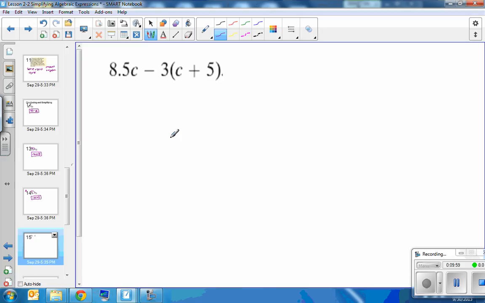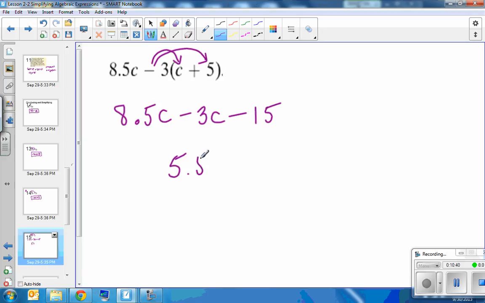Here I have a term and then another term. So I'm going to bring down my 8 and 5/10 c, and I'm going to distribute this negative 3 to the terms within the parentheses. So negative 3 times c is a negative 3c. Negative 3 times 5 is a negative 15. Then I'm going to go ahead and combine like terms. So you always distribute and then you combine like terms. So 8 and 5/10 minus 3 is 5 and 5/10 c. And I bring down my negative 15.